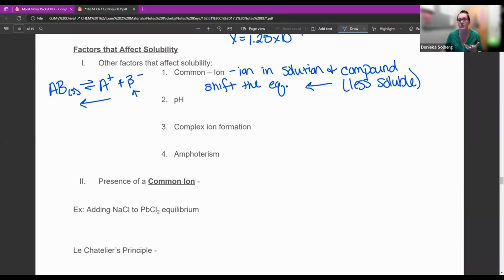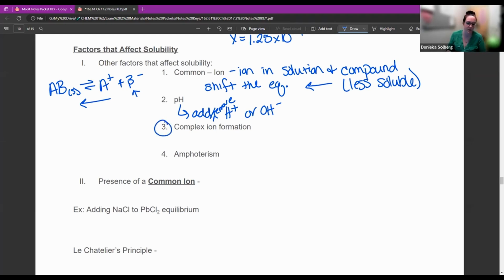I can also change the pH. When we looked at the iron hydroxide dissolving in the previous video, it affected the pH. So if I change the pH by adding an acid or a base, that is also going to affect solubility. That can add or remove H plus or OH minus, and that's going to affect the solubility.